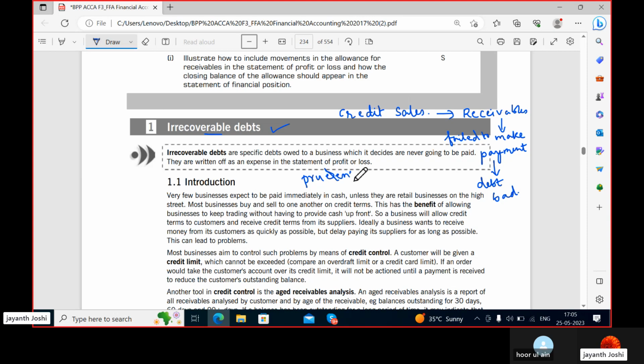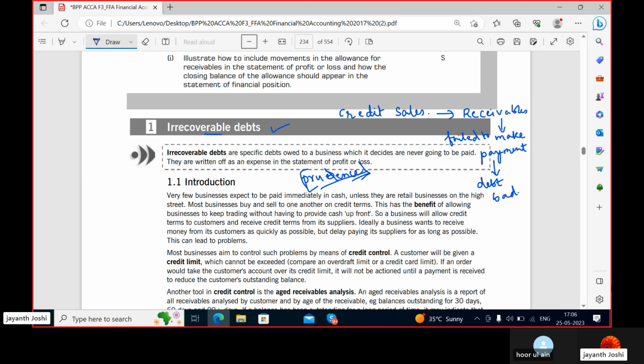There's one concept in accounts, that is prudence concept. This says that if you are aware about your losses, what losses you can incur, you can show those losses in your business. So that is the concept of irrecoverable debts. Here the introductory part is given, like very few businesses expect to be paid immediately in cash.